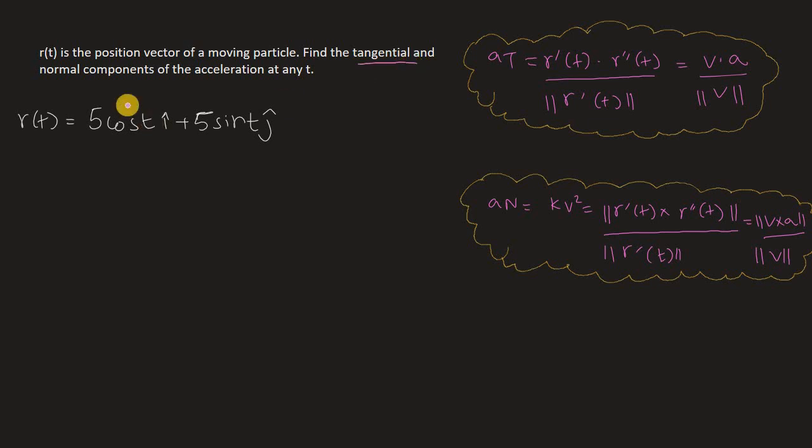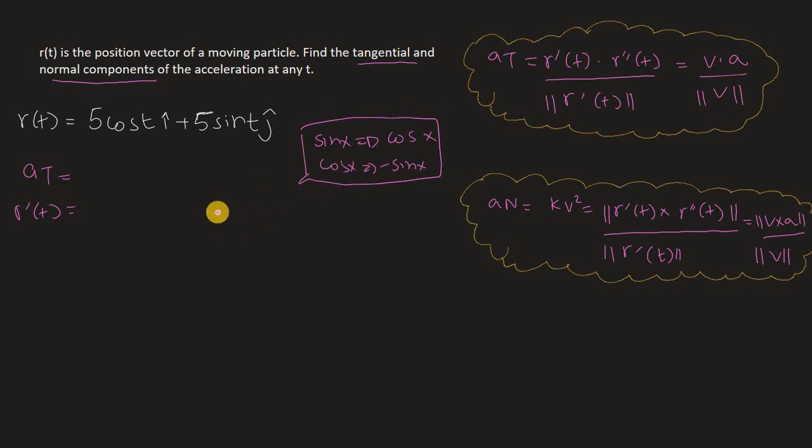We're looking for the tangential and the normal component of acceleration. First of all, let's find the tangential component. To do that, our first step is to find the derivative of the vector function. So let's do this. Remember that the derivative of sine x is cosine x, and the derivative of cosine x is negative sine x. Just remember this, it's a side note to help you at solving the derivative. So now you can solve it easily.